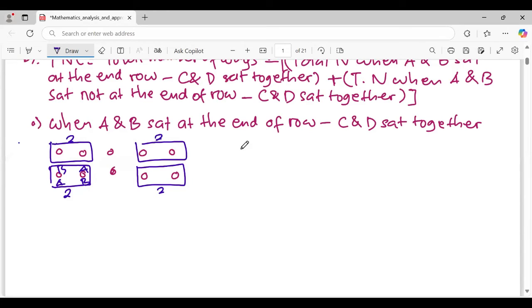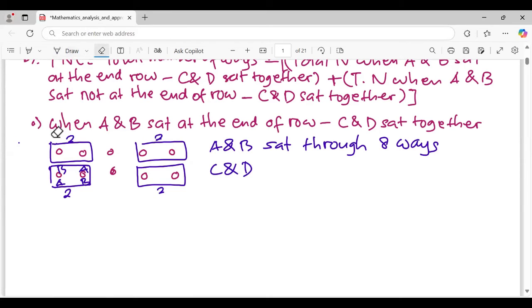So A and B sat at the end of the row in 8 ways. Okay, now how about C and D? I'm going to show you the illustration.